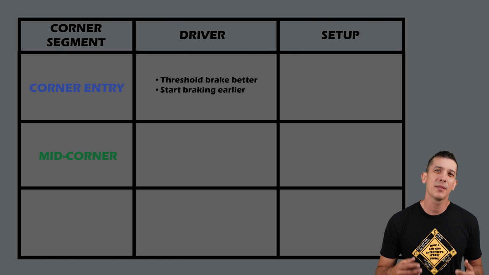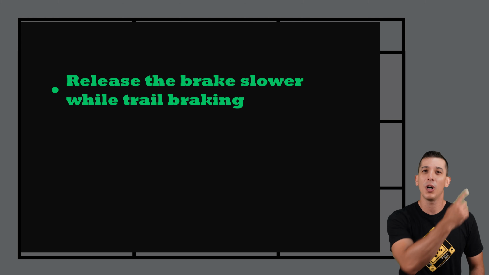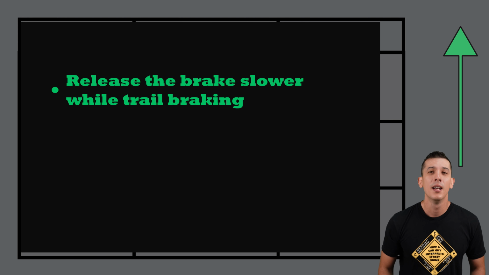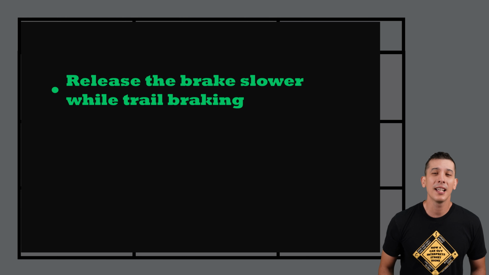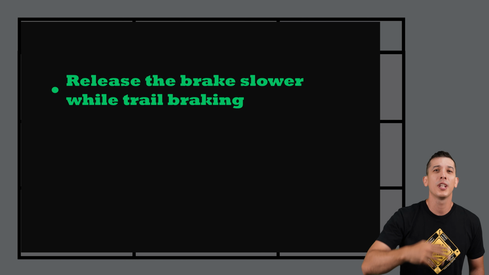If your understeer is mid-corner, then you should release the brake slower while trail braking. I mentioned this in my trail braking video, which you should watch here if you haven't already. But what you are basically doing is holding the weight of the car in the front slightly longer to gain more grip.